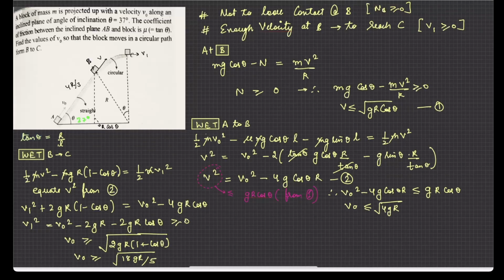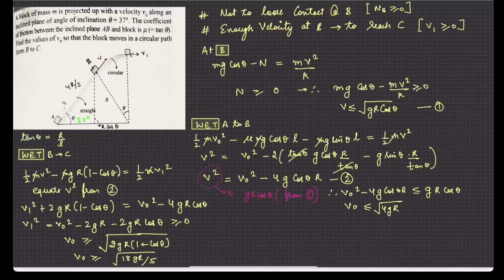So for the circular path, our conditions will be: first, at this point B, it should not lose contact at point B. And at point B, there should be enough velocity that it should reach point C, the topmost point, okay. These are our two conditions: it should not lose contact at C. If the velocity here is too high, it will rise up like this, okay. So that should not be there, it should not lose contact at C. That is the first condition we will do.